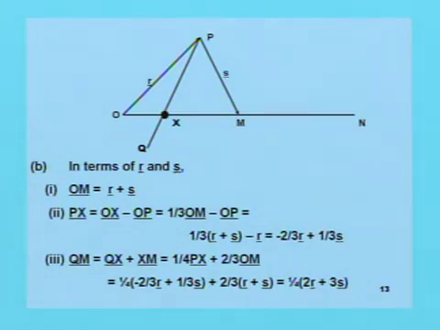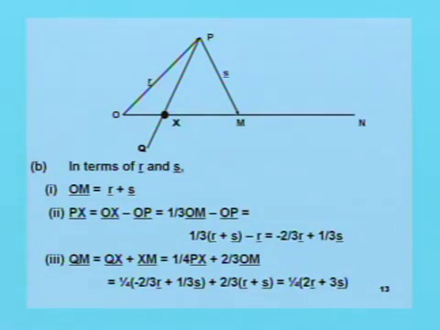Part 2. Vector PX is equal to vector OX minus vector OP, which is equal to 1/3 vector OM minus OP, and that will give us 1/3 of r plus s minus, instead of OP, we substitute vector r, which will give us minus 2/3 vector r plus 1/3 vector s. Part 3.